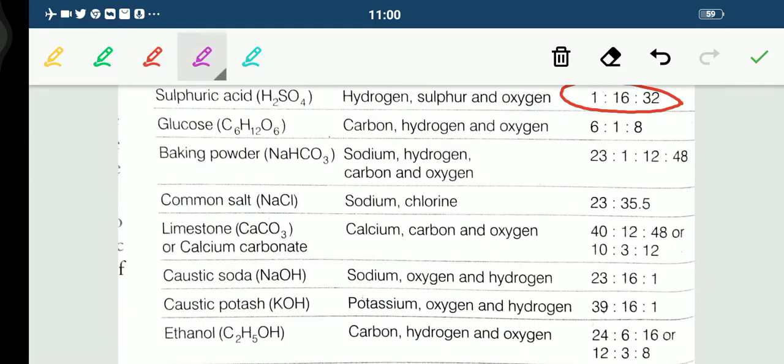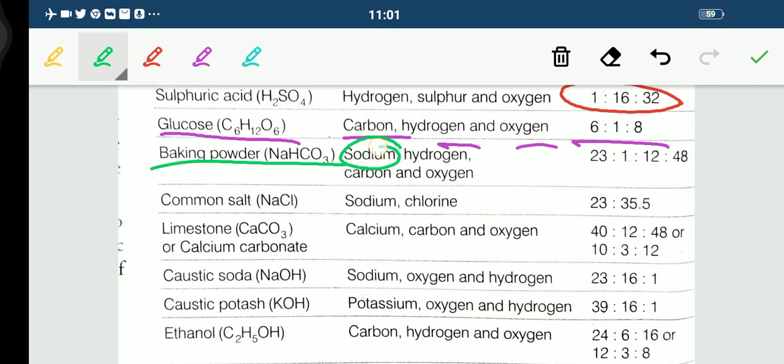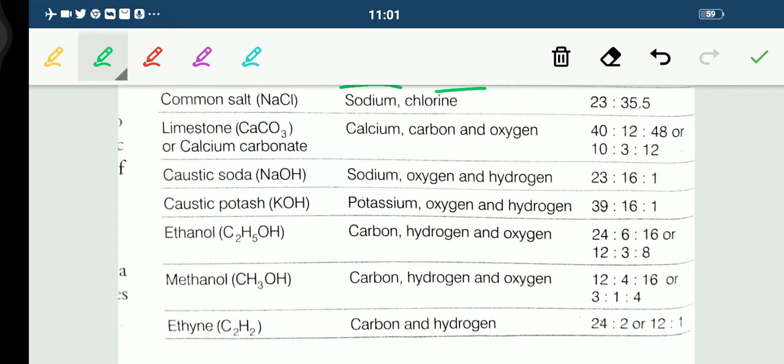Similarly, students, we can easily solve glucose as well, that is C6H12O6. The combining elements are carbon, hydrogen and oxygen in this ratio, that is 6 is to 1 is to 8. Similarly, we can solve baking powder also. The formula is NaHCO3 and the combining elements are sodium, hydrogen, carbon and oxygen, and the ratio would be 23 is to 1 is to 12 is to 48.